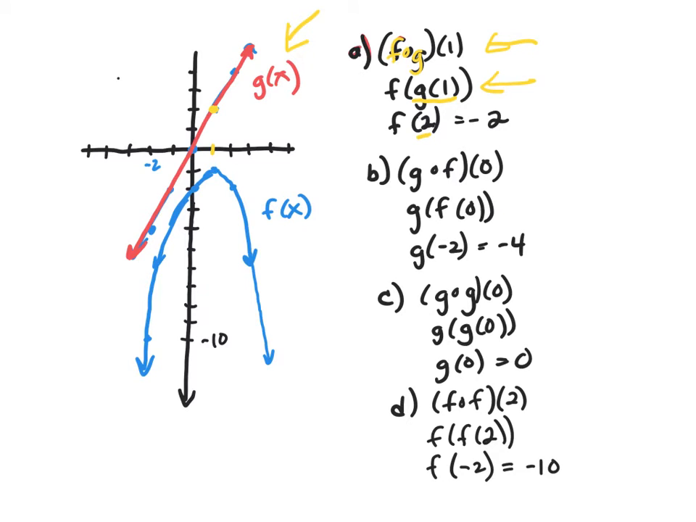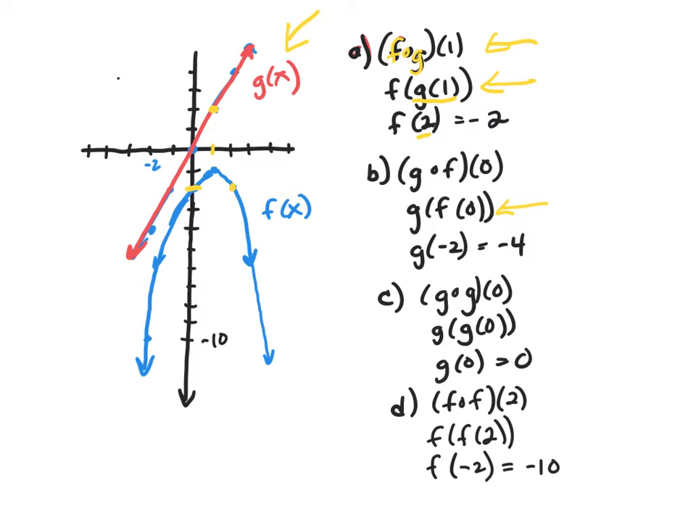Now find f of 2. Go to your graph labeled f, and what is the y value when x is 2? X is 2 here, the y value is negative 2. That's answer number A. Number B, g of f of 0.